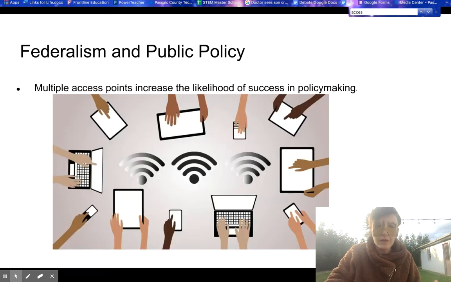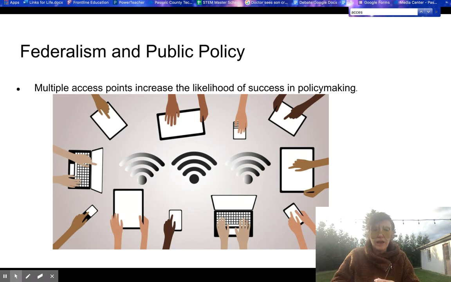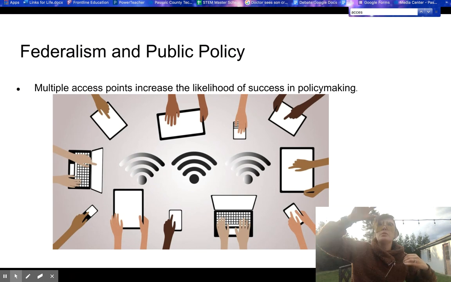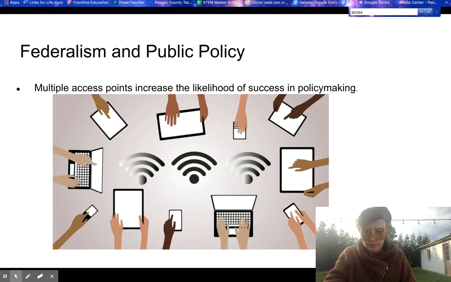Okay? Now, federalism and public policy. Here's another example. Multiple access points increase the likelihood of success in policymaking. That means we all have different access points. Sometimes our local government can help us find our solution. Sometimes our state government. Sometimes it's our federal government, right? And if we have access to all these different things, maybe we can get help here, maybe we can get help here, maybe we can get help here. It increases the likelihood that you're going to get the solution that you need.